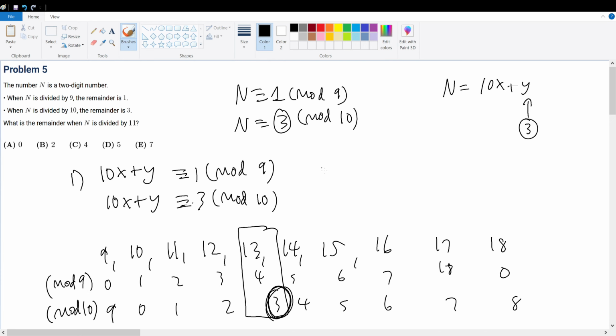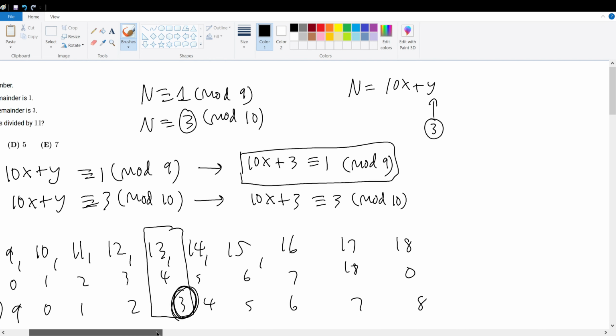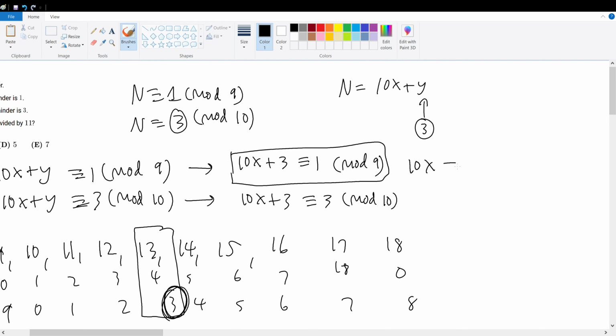So if y is equal to 3, then this becomes 10x plus 3 is congruent to 1 mod 9, and 10x plus 3 is congruent to 3 mod 10. Obviously, the second is always true for all x's, so let's only focus on statement 1. For statement 1, we can subtract constants on both sides and not affect the arithmetic, so this becomes 10x is congruent to negative 2 mod 9.